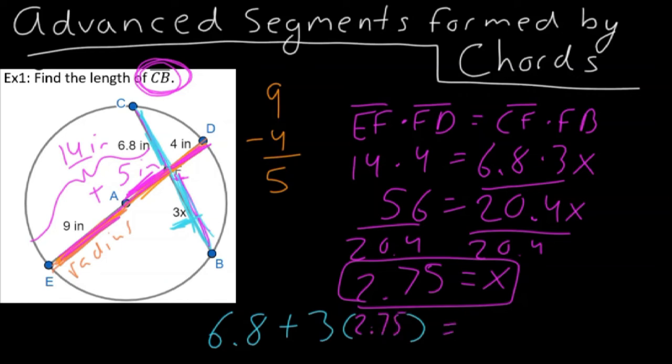And so I'm just going to go ahead and multiply 3 times 2.75, which gives me in fact 8.25. And now if I do 6.8 plus 8.25, we wind up getting 15.05, which is going to be the length of CB.